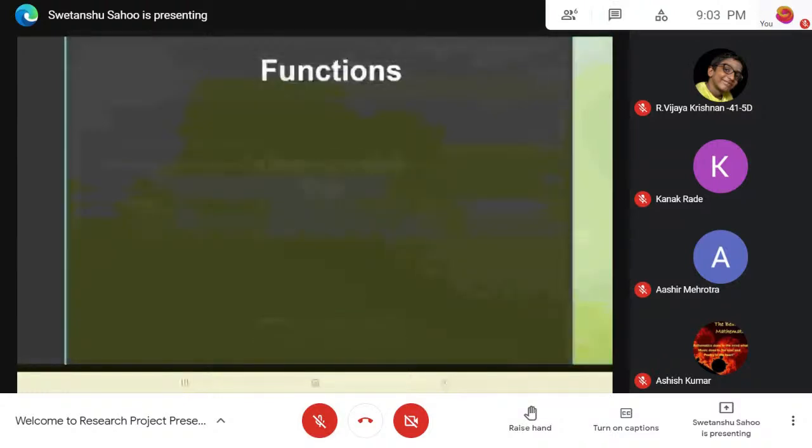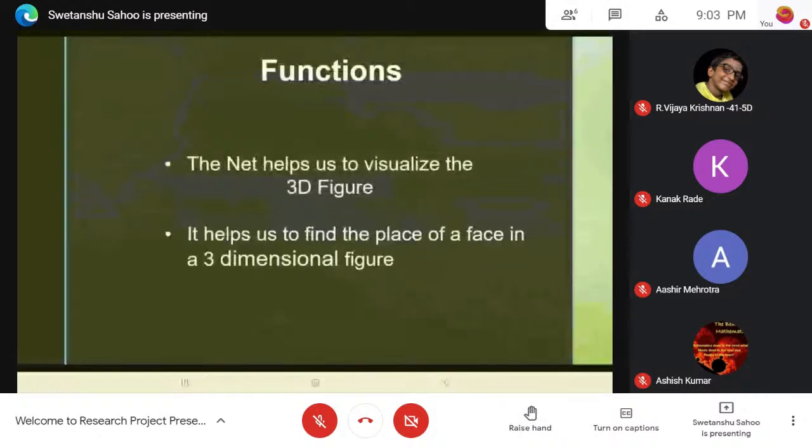Function. The net helps us to visualize a 3D figure. It helps us to find the place of a face in a three-dimensional figure. Thank you.